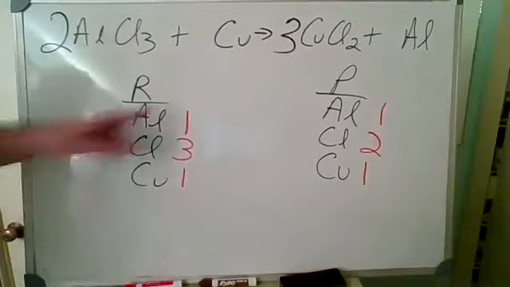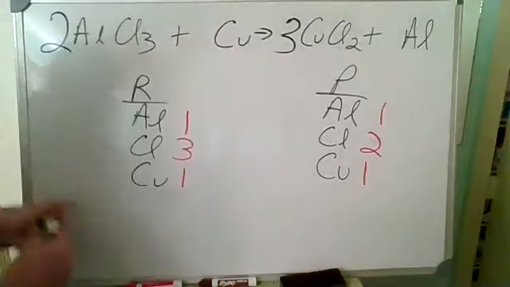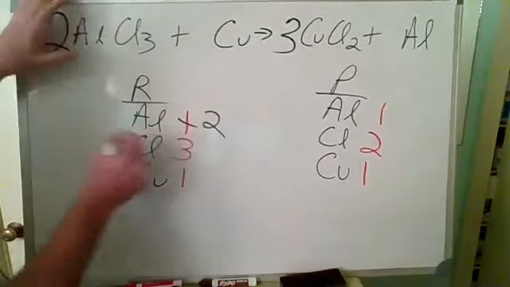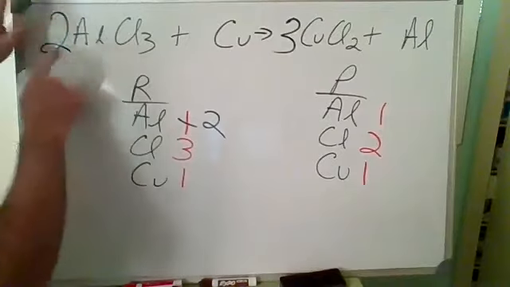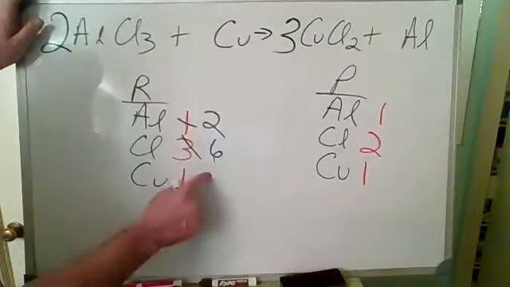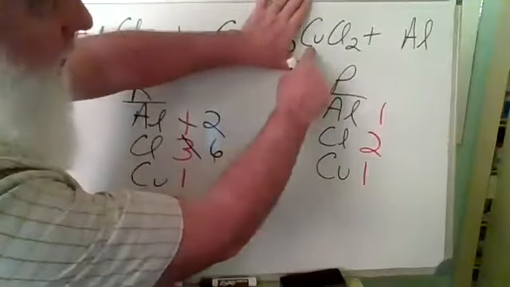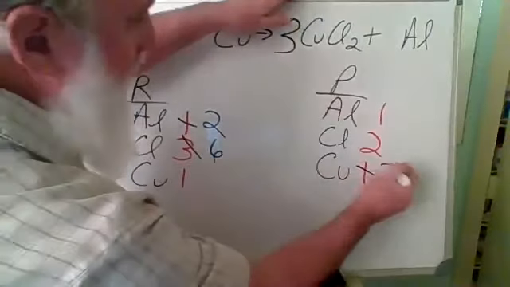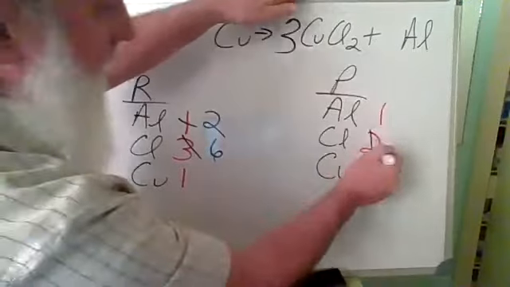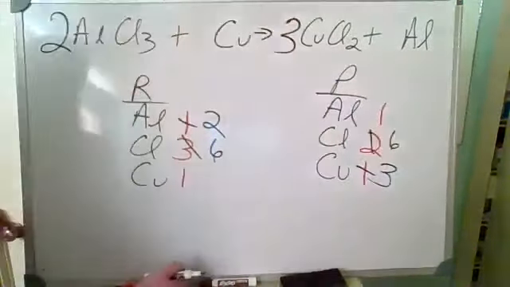And then we're going to fix our numbers here. So 1 aluminum times 2 is 2 aluminums. 3 chlorines times 2 is 6 chlorines. And the copper stays the same. Over here, I have 1 copper times 3 gives me 3 coppers. 2 chlorines times 3 gives me 6 chlorines. And 1 aluminum doesn't change.